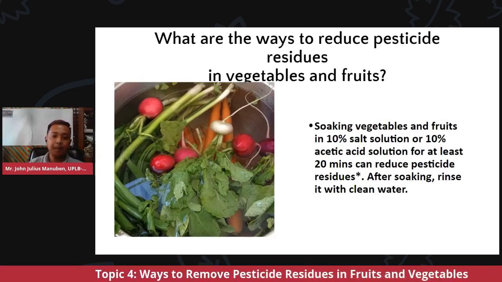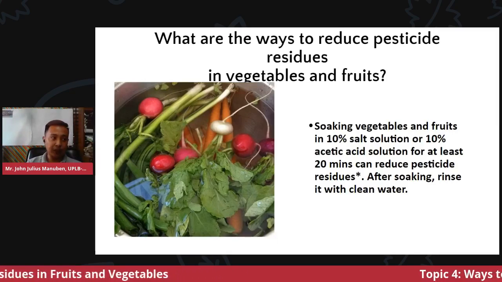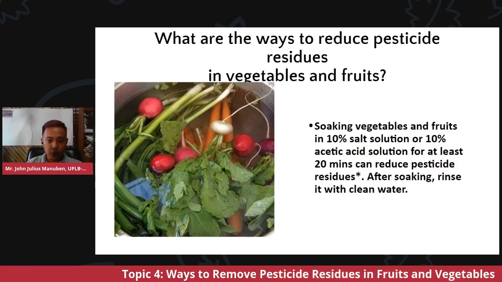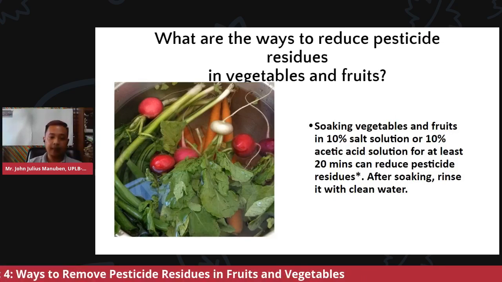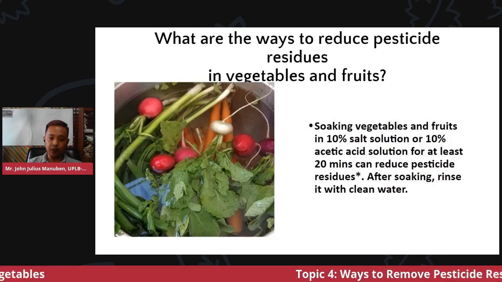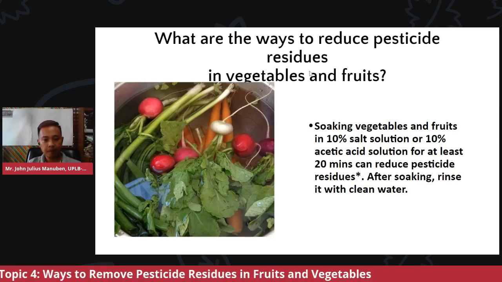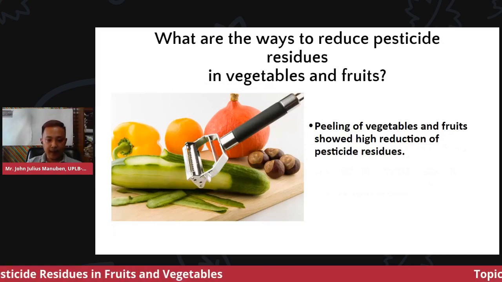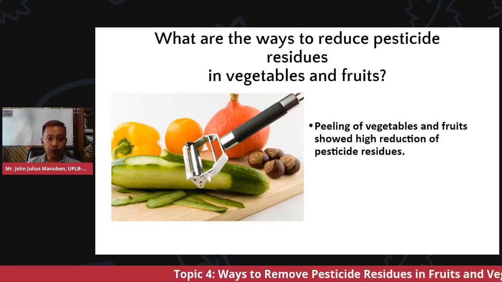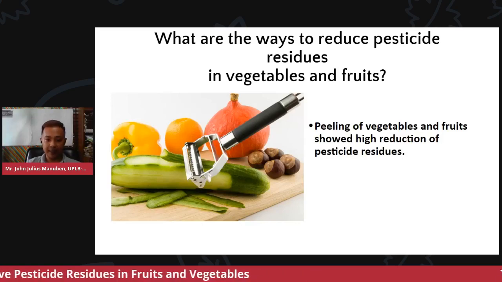Based din dun sa experiments na ginawa, malaki ang epekto ng soaking ng vegetables sa dalawang solution, sa 10% salt solution at saka sa 10% acetic acid. So, soaking nito for 20 minutes ay it can reduce pesticide residues sa fruits and vegetables. And then remember, after soaking, rinse it with clean water. Next, please. And then peeling. Peeling is an effective way for the reduction of pesticide residues doon sa surface ng fruits and vegetables, as shown by the results kanina. So next, please.